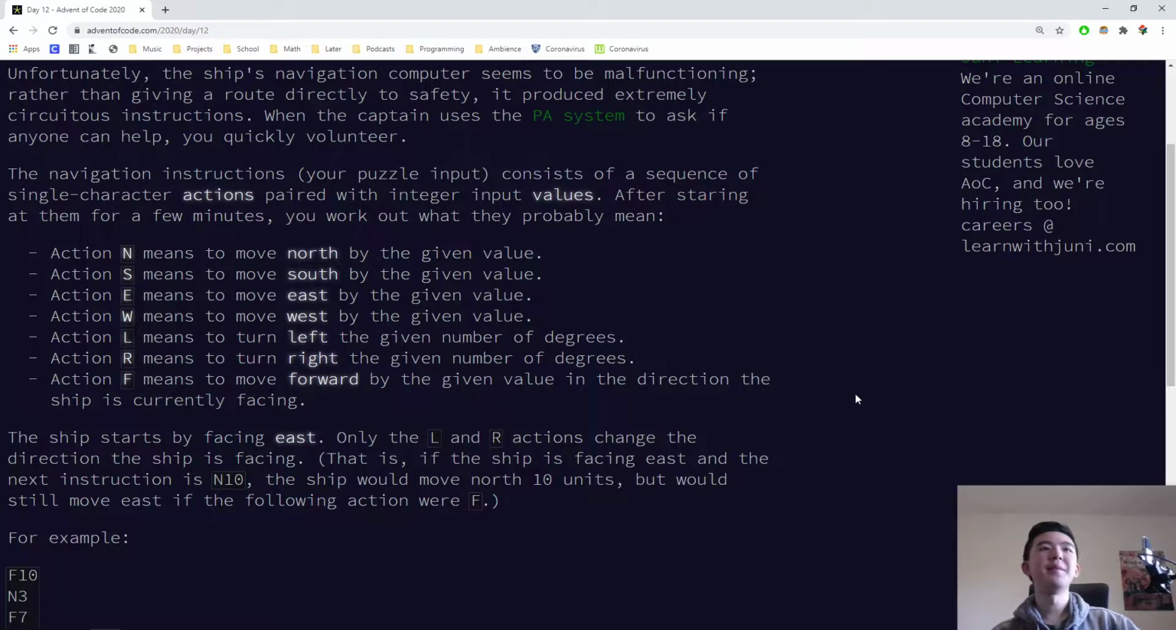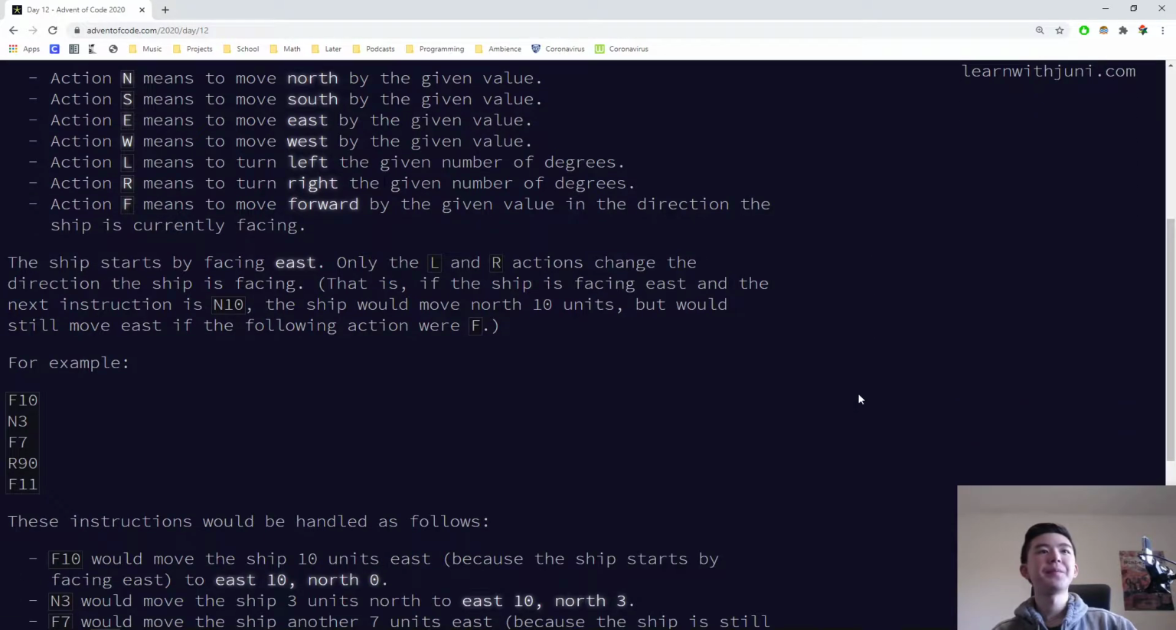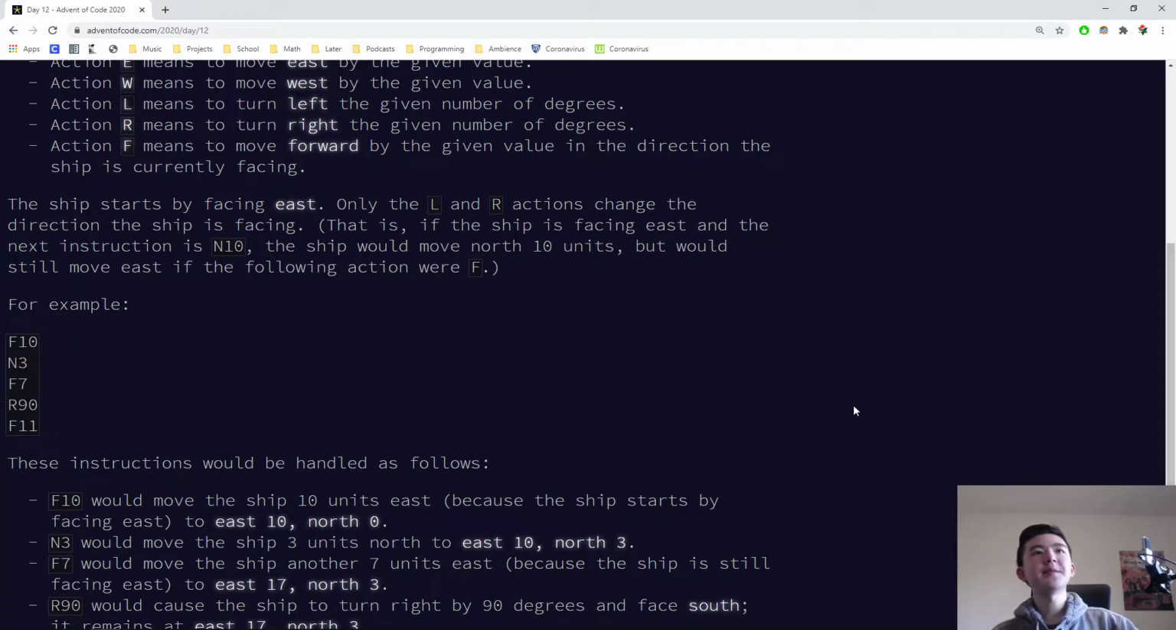N means to move north by the given value. S means to move south by the given value. E means to move east by the given value. W means to move west by the given value. L means to turn left by the given number of degrees. R means to turn right by the given number of degrees. F means to move forward by the value given in the direction the ship is currently facing. The ship starts by facing east. Only the L and R actions change the direction the ship is facing.